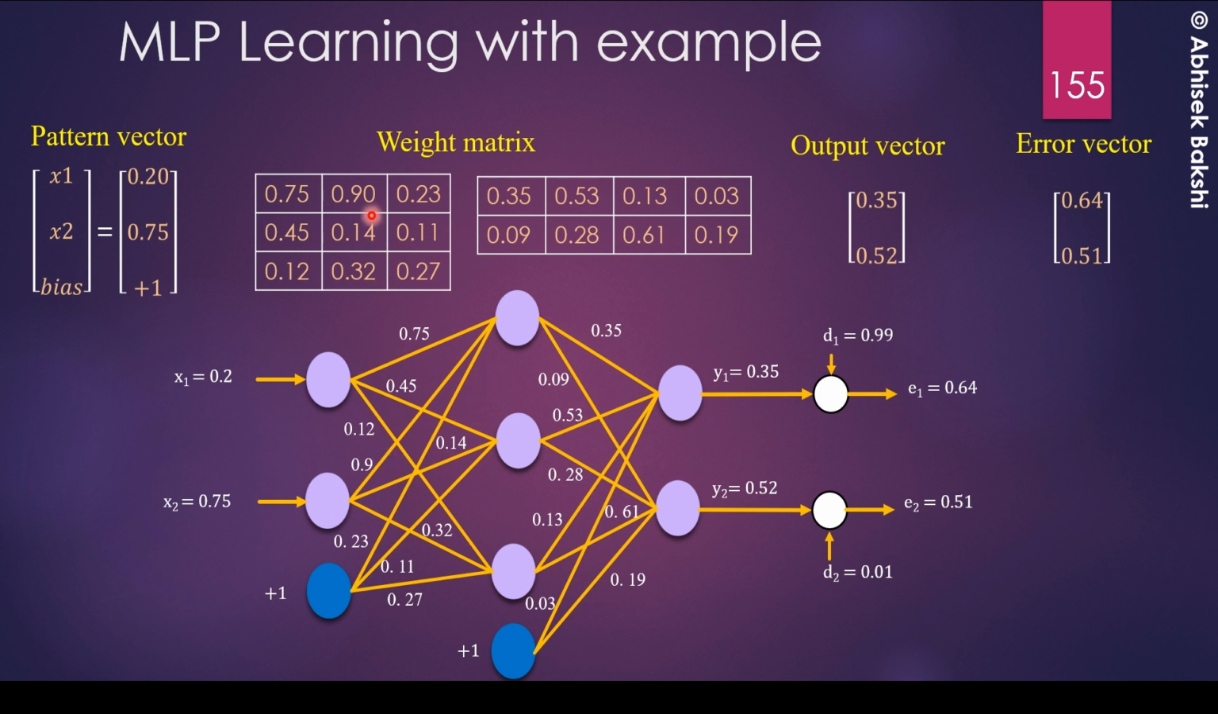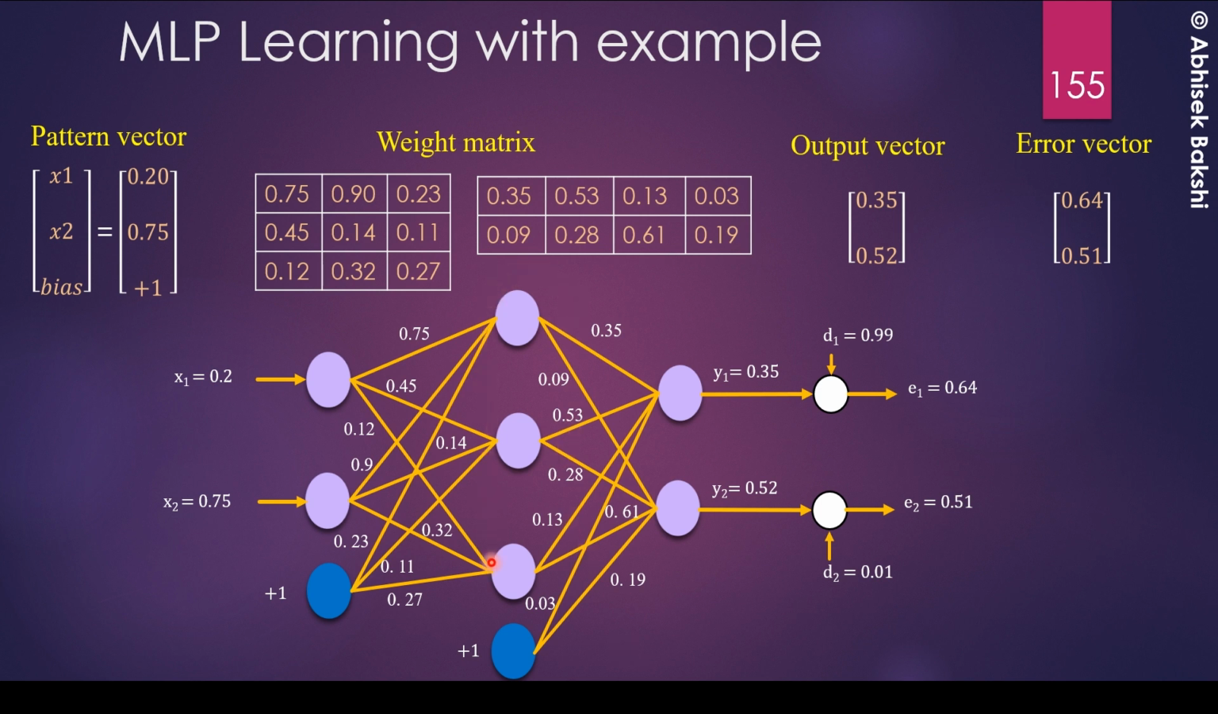See, 0.90 is here. This neuron with this one, 0.14. This neuron with this one, 0.32. Like this. Similarly, if you look into the second set, that means this set of weights, again apply the same logic.